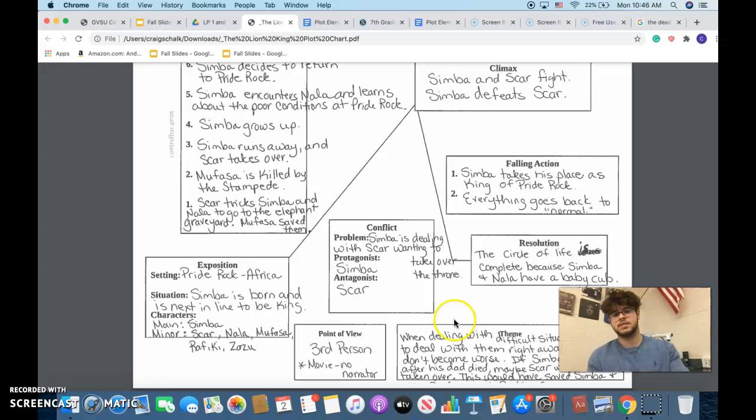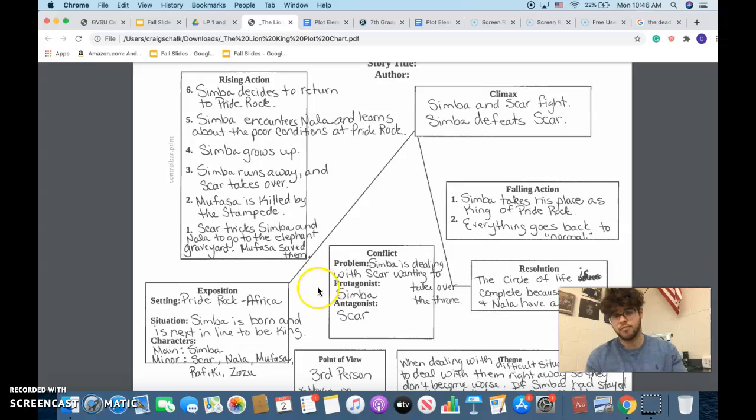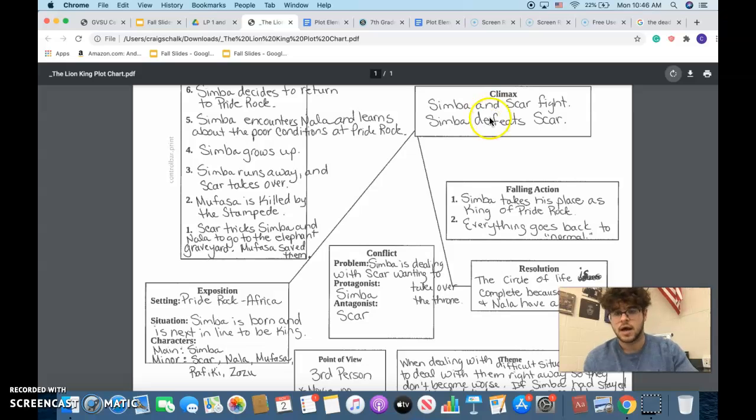So as you can see, this is how you would break it down. When eventually we create our own short stories, or our own narratives, we'll probably do something like this. We're going to want to know your exposition. You're going to want to figure out a few rising actions before you get to the climax of your story, how it's going to start falling back into place, and how it's going to finally be resolved at the end.